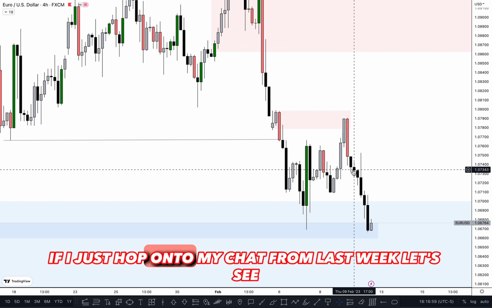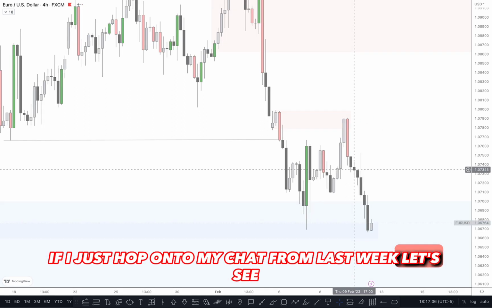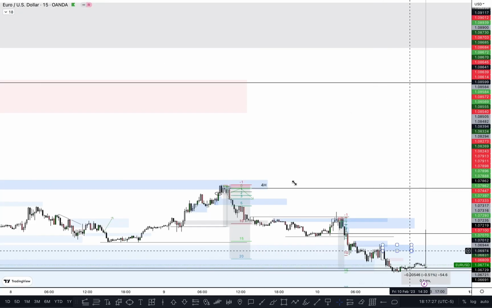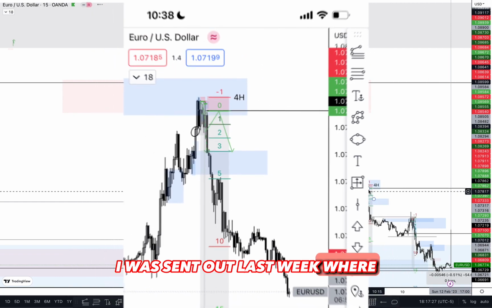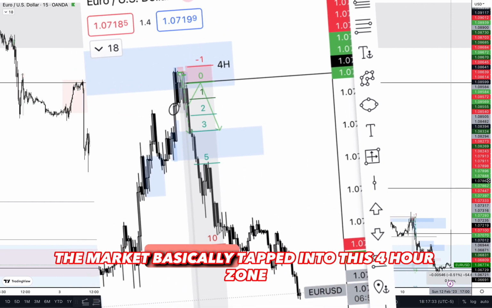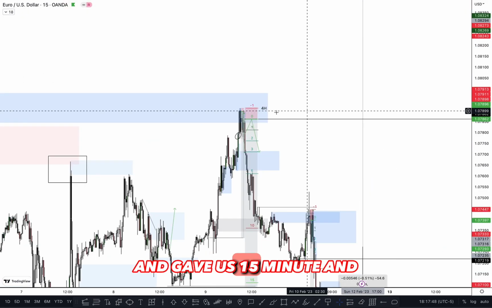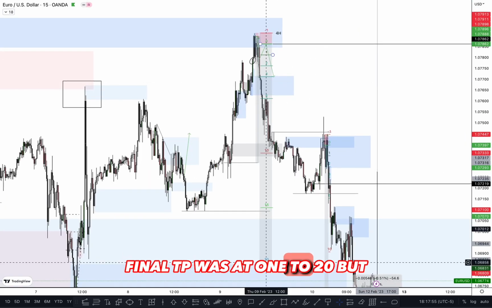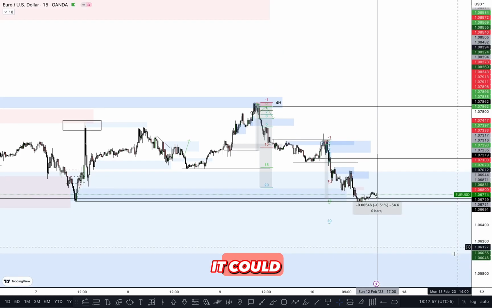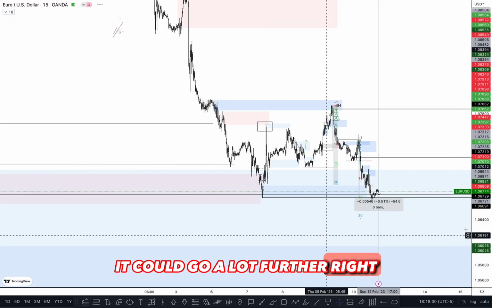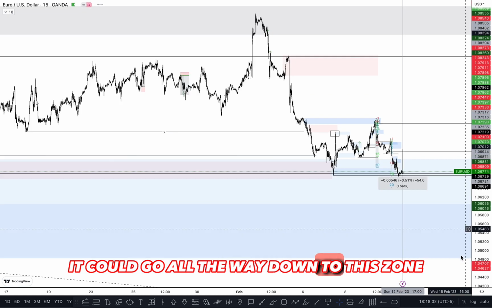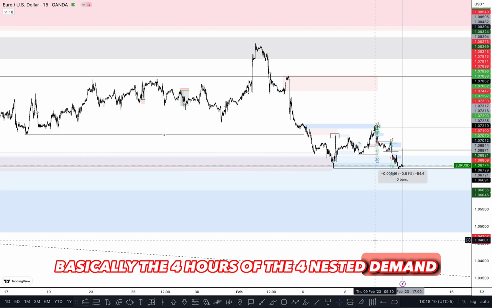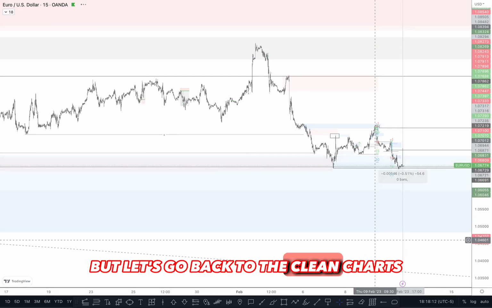So if I just hop onto my chart from last week, let's see. Right, so this was a trade that was sent out last week where we went short. The market basically tapped into this 4-hour zone and gave us 15-minute and 1-minute confirmation. Final TP was at 1 to 20, but it could go a lot further, right? It could go all the way down to this zone, basically the 4-hour zone, the 4-hour nested demand. But let's go back to the clean chart.